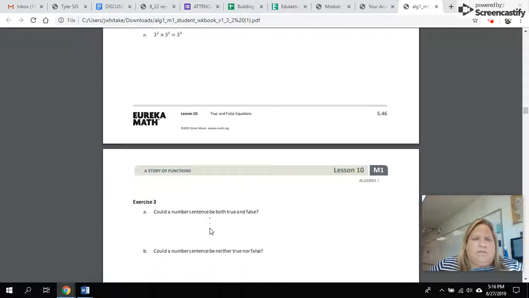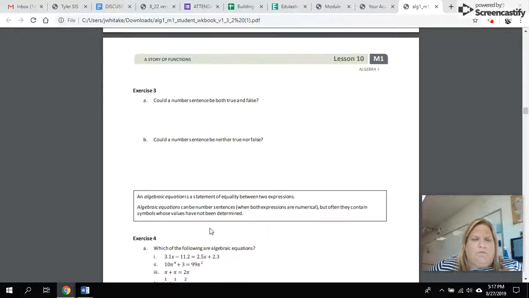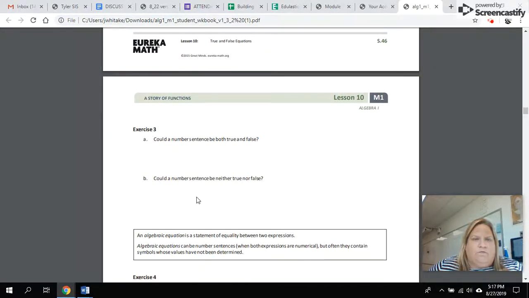All right, exercise 3 is where we're going to end before I give you your task for today. So exercise 3, take a couple minutes and based on our conversation and what we just did, answer the two statements right here. So you've got A and B. A says, could a number sentence be both true and false? And then B, could a number sentence be neither true nor false?